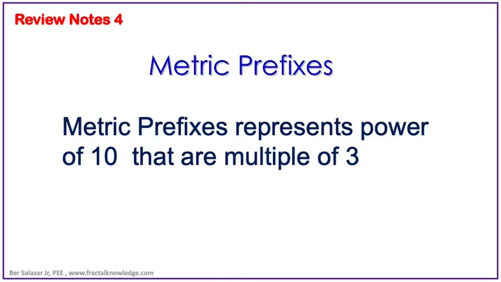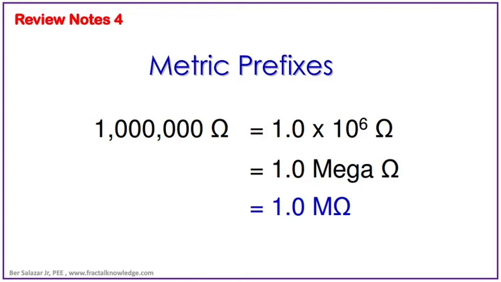Let us discuss metric prefixes. Metric prefixes represent powers of 10 that are multiples of 3. What is that? Once a number is represented in engineering notation, multiples of 3, it can easily be represented in metric prefix notation. Example, we have 1 million ohms. We can say it is 1 times 10 to the positive 6 in engineering notation. Or using metric prefix, we can say it is 1 mega ohm.